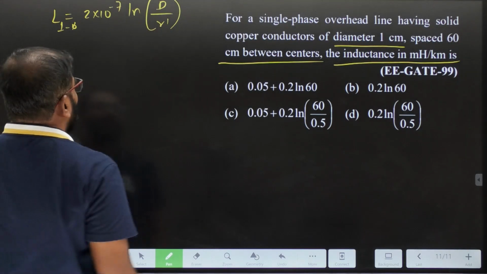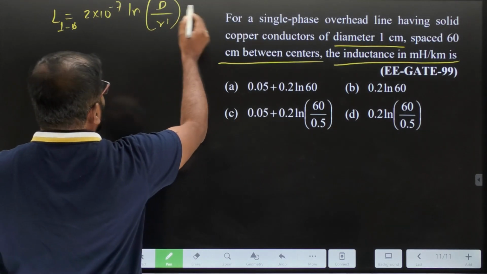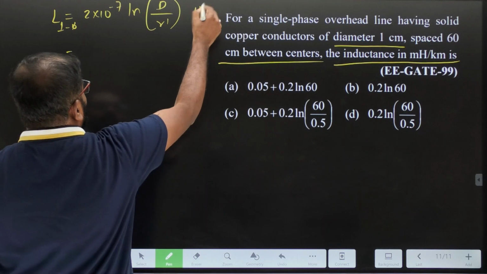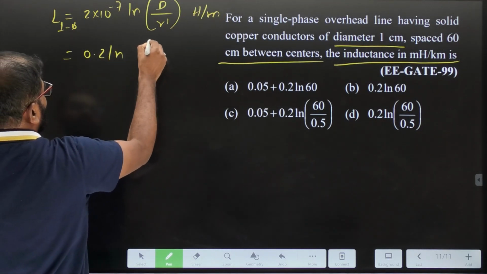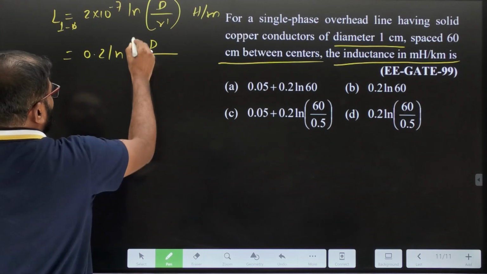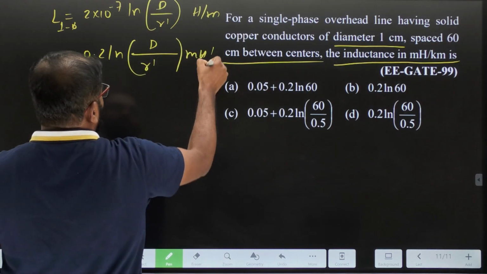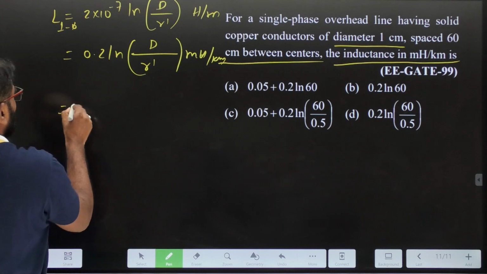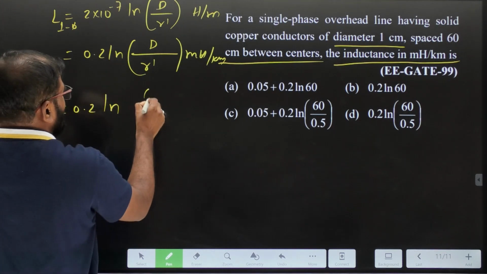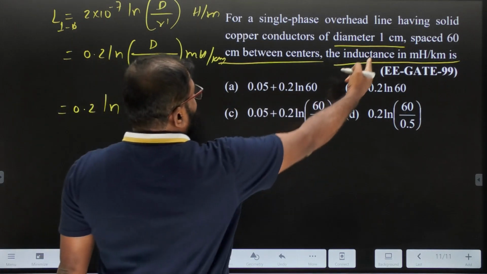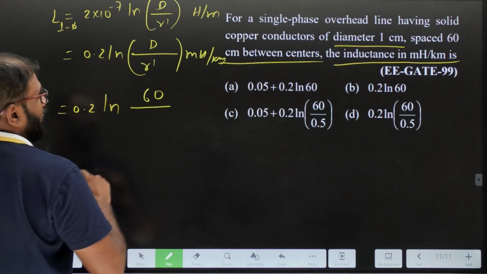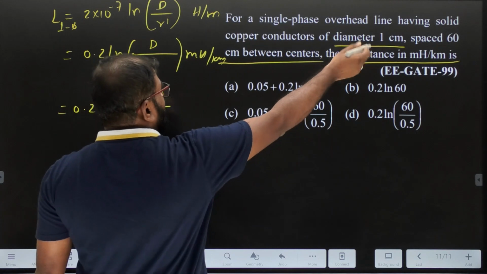Okay, clear? This is in Henry per meter. In millihenry per kilometer, how to write? 0.2 ln of D by r dash, millihenry per kilometer. Let's substitute. 0.2 ln of D is 60 by r. What is r? Sorry, the diameter is 1 centimeter.